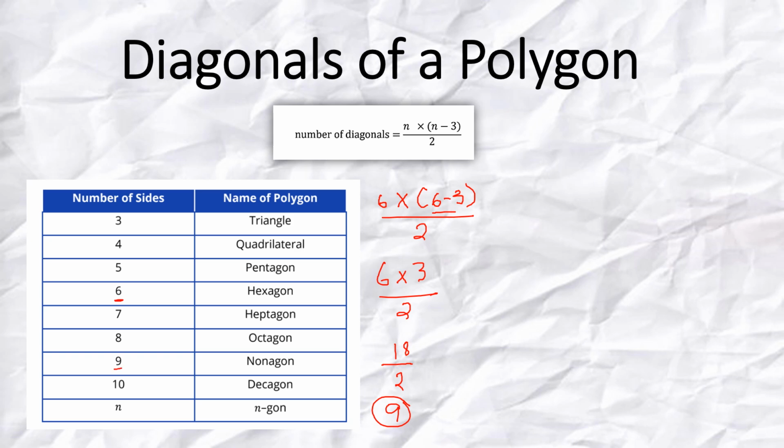If I have a nonagon with sides equal to 9, we can have it as 9 times parentheses 9 minus 3, divided by 2. 9 minus 3 is 6, so 9 times 6 is 54. 54 divided by 2, we have 27. So the number of diagonals for a nonagon is 27. That is how we solve the number of diagonals for each polygon. We just simply replace the value of n with the number of sides of each polygon.